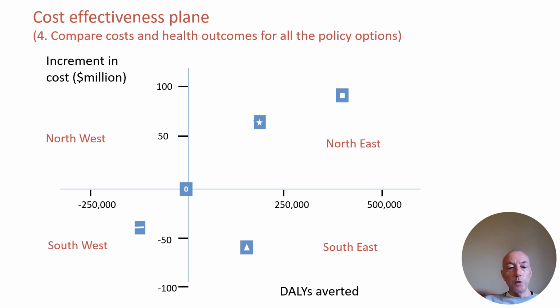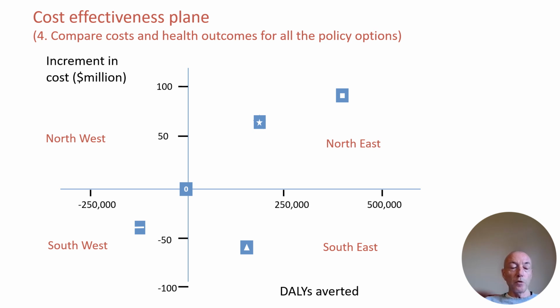Now, of course, there's four quadrants to a cost effectiveness plane, and these tend to be referred to by the northwest, northeast, southeast, and southwest quadrants of the plane. So in the northeast quadrant, for example, that's where, compared with the origin, we have policies which have incurred more cost, but have also averted more DALYs. In the southeast quadrant, we have policies which have averted more DALYs than the comparator policy on the origin, but they're actually cheaper as well and incurred less cost.